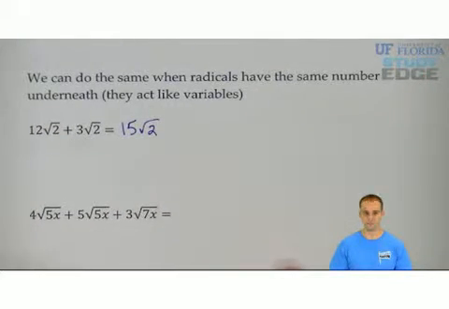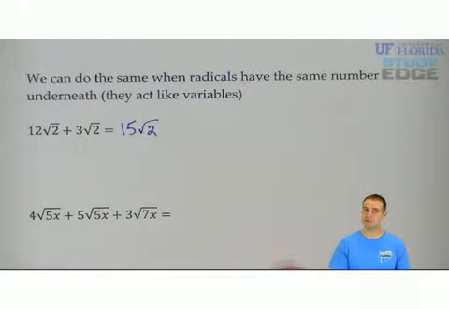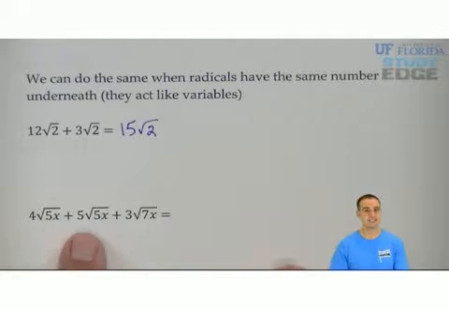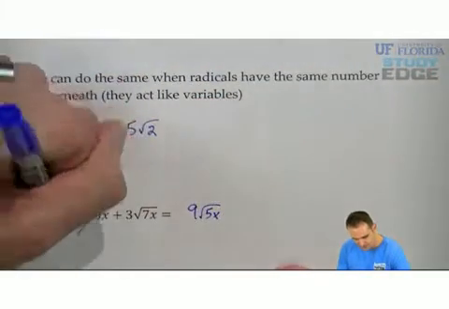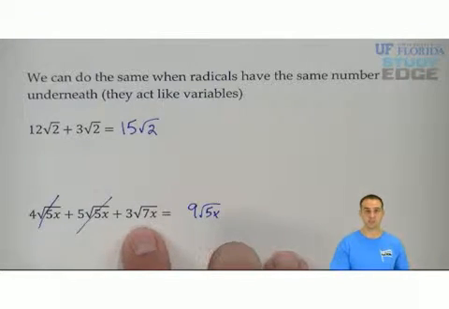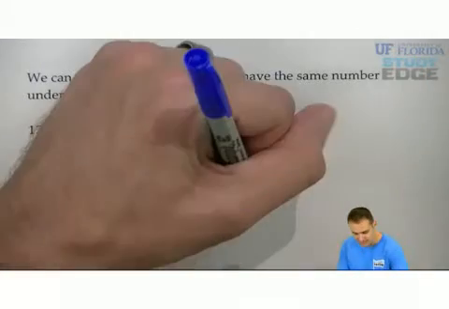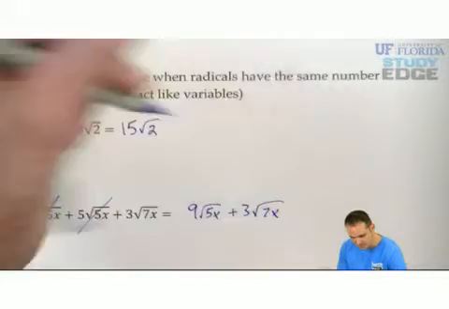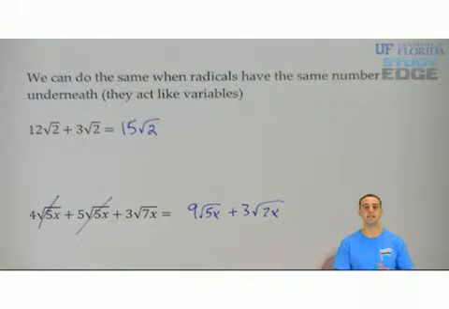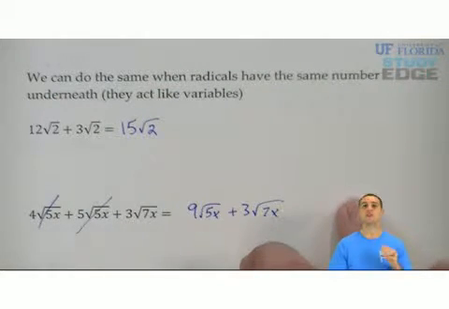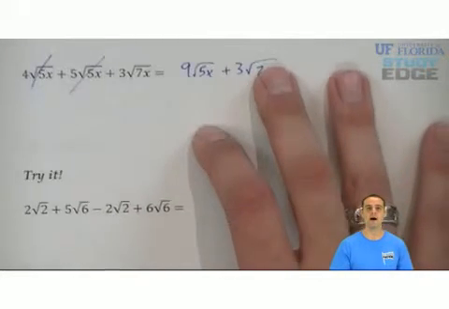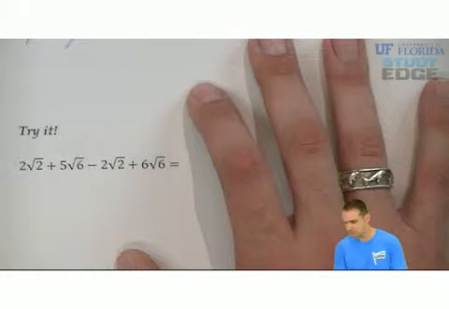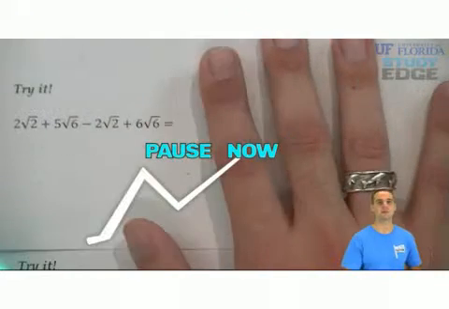Just like this next one. I can't combine all of them because if they're not like terms, you can't combine. But I can combine 4 root 5x plus 5 root 5x is 9 root 5x. And the 3 square root of 7x, you would just leave alone because it's not a like term. So you can only combine like terms if they have the same radical, the same thing underneath. So I want you to try this one with the bottom one here. Go ahead and combine like terms. Pause now. Give this one a try.